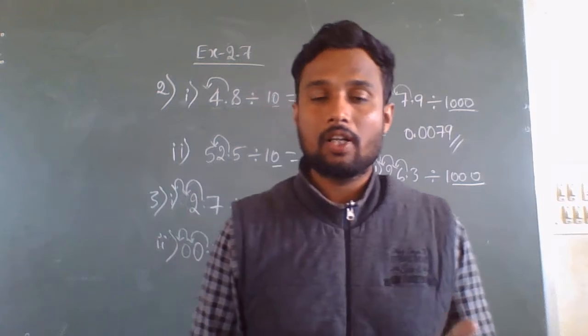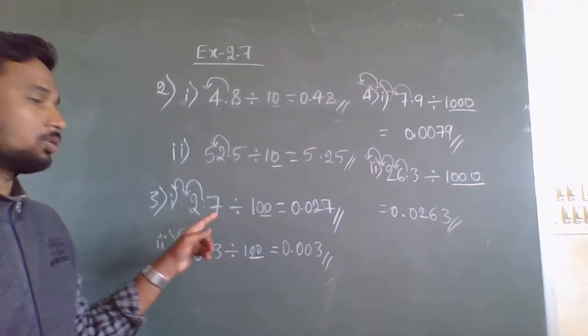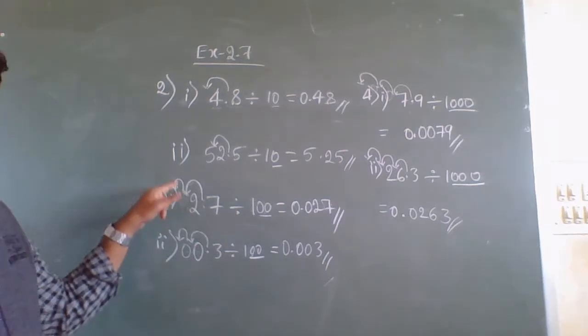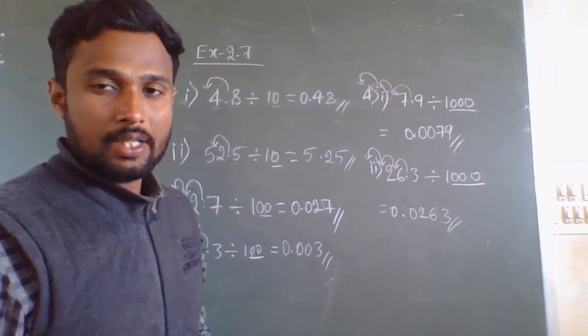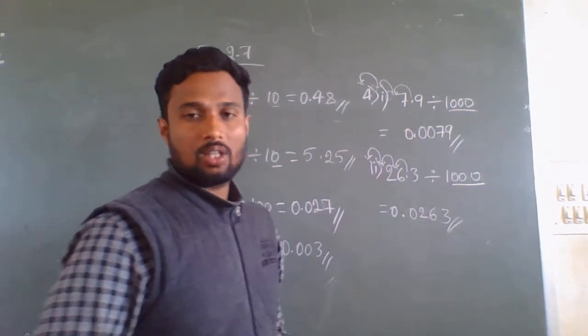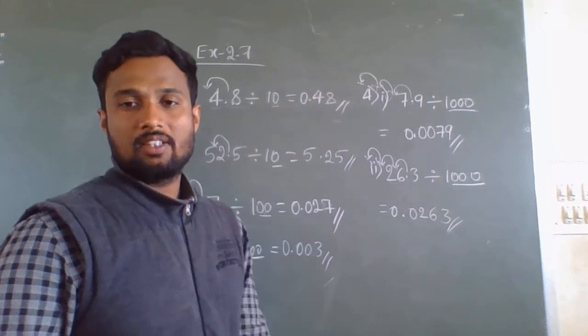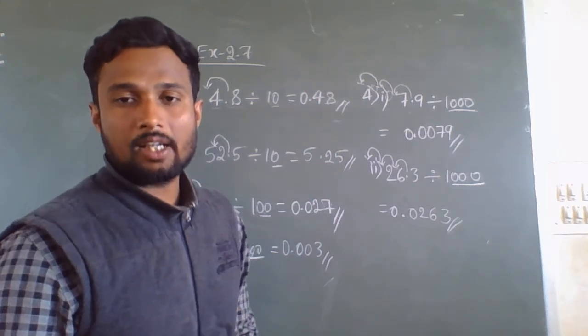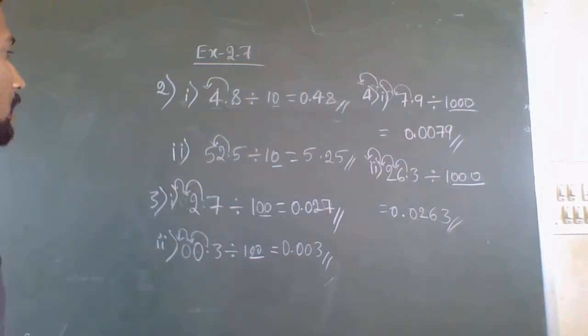Like that only. In 100 how many zeros are there? In 100 there are two zeros, means you should move this decimal point two steps towards left side. Like that only. In 1000 how many zeros are there? Three zeros are there, so you should move the decimal point three steps towards left side, so that you can directly write the answers. So now, fifth main question.